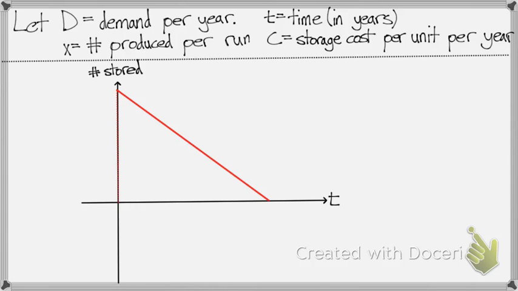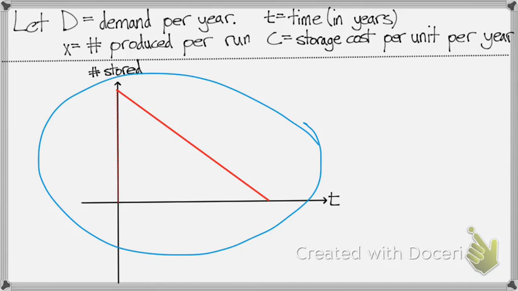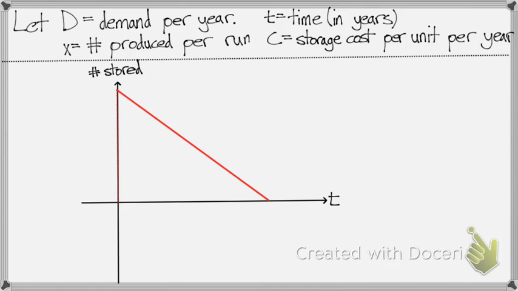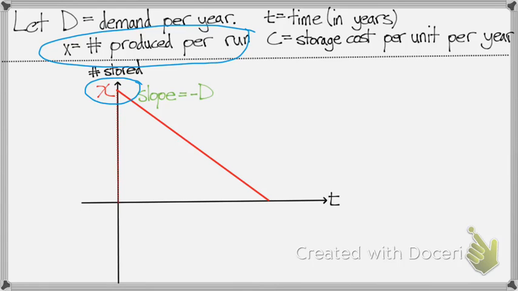The first thing that I want to look at is the number of units that we have stored as a function of time, and in this case we're looking at just the first production run. You'll repeat this for the other production runs, and we'll take care of that later. First of all, you'll notice that the y-intercept, so to speak, occurs up here on this vertical axis at x. The reason for that is because x is the number of things that we're producing at time t equals 0.